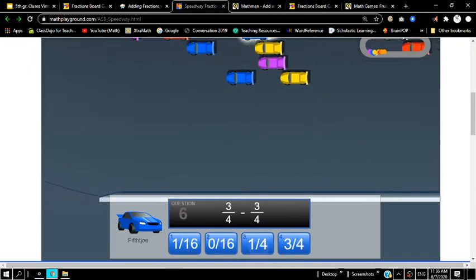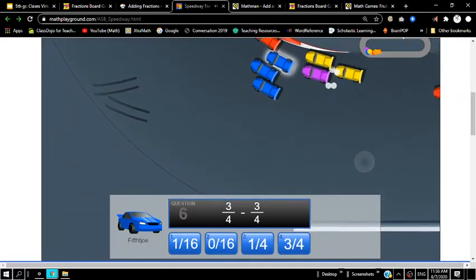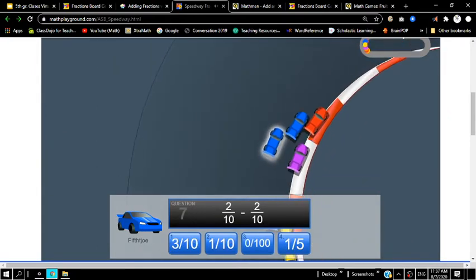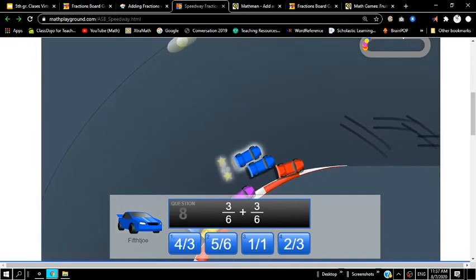2 minus 2 is 0. 3/4 minus 3/4 is 0 again. 2 minus 2 equals 0. All these are the same.